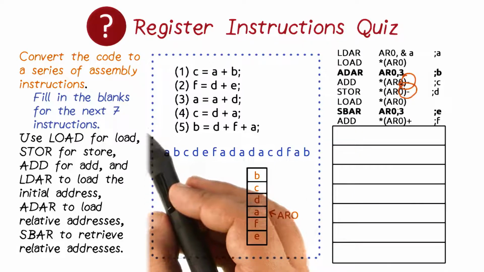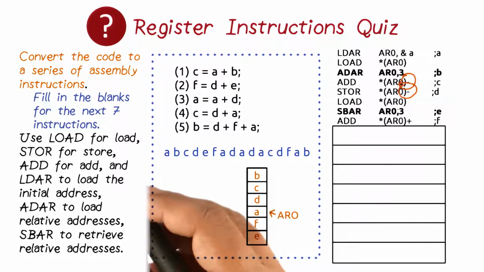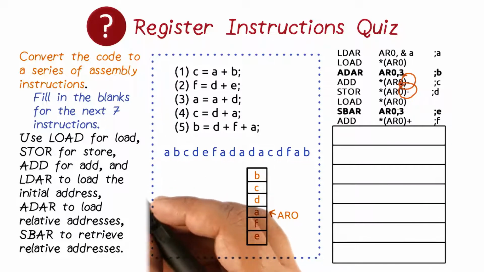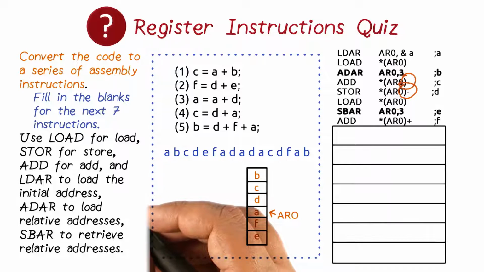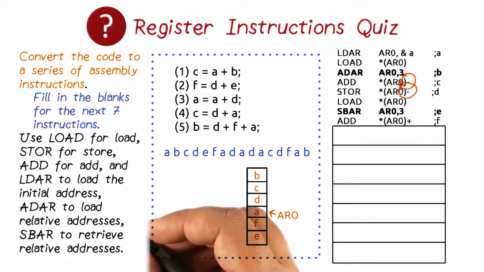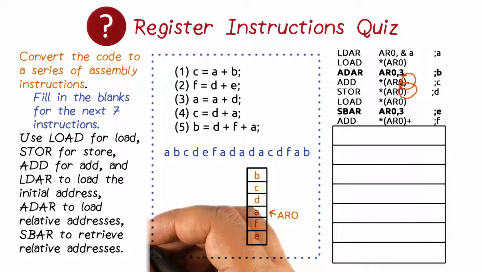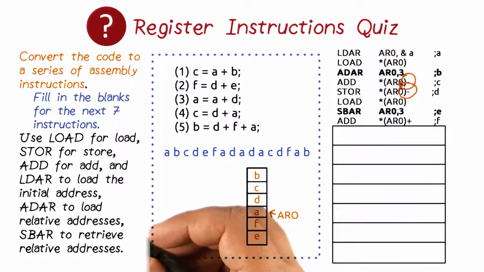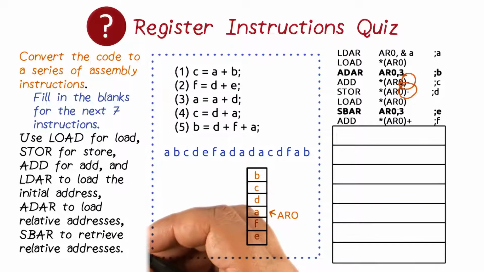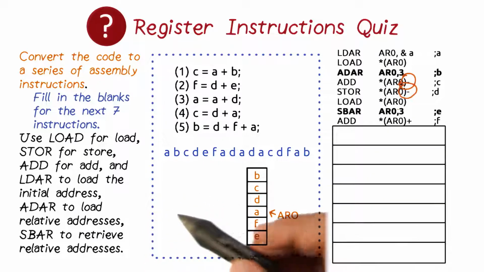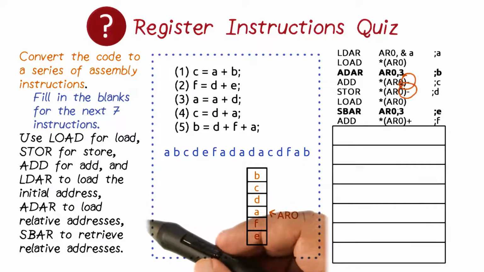What you're supposed to do is use load for loading a value, store for storing a value, add for adding a value, and LDAR to load the initial address. That is, to load the address register with the initial address, you use LDAR. ADAR to load relative addresses, that is, to add the offsets to make the address register go to a particular location. And SBAR to subtract the offsets and go to a different location.